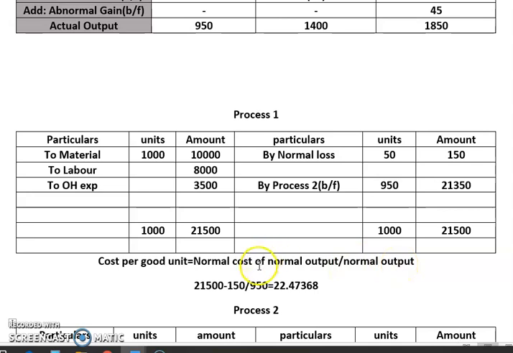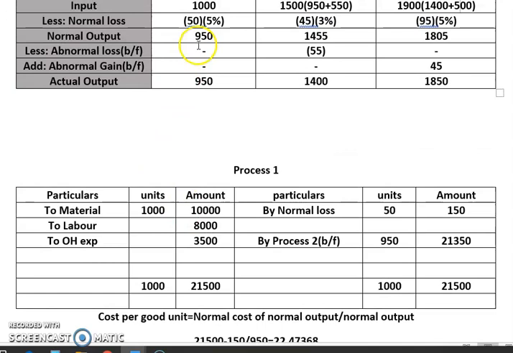How will I get the normal cost of normal output? Cost which has been debited to the process account minus scrap value. I repeat, cost which has been debited to the process account minus scrap value divided by normal output. Now my cost which has been debited to process account cumulatively gives me 21,500 minus 150 I did divided by 950. 950 is again nothing but your normal output, which I will get from my working note number 1. Clear?